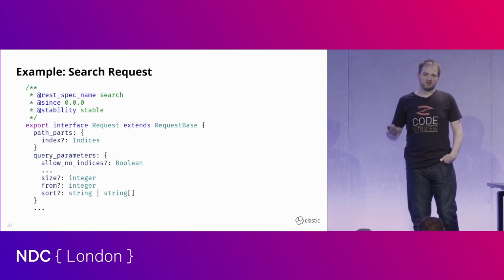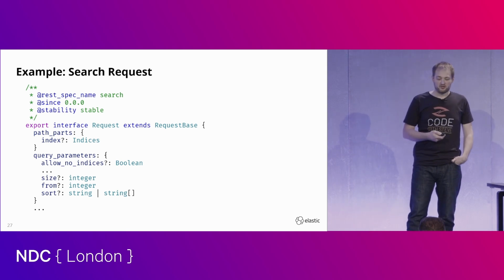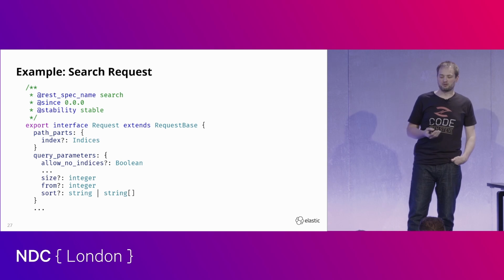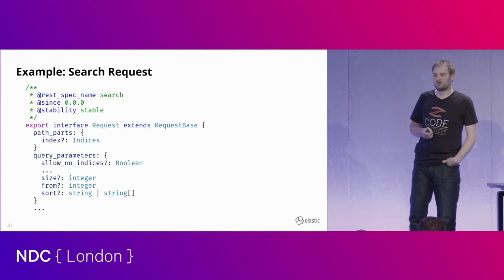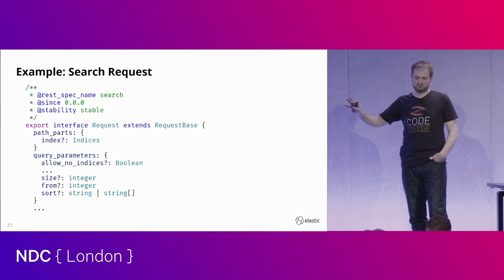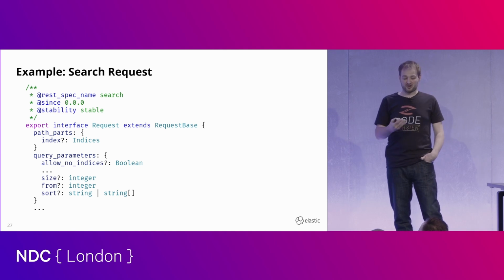So this is an example of what we've ended up with in terms of defining our types. Here we're defining a request. This isn't the complete request. And you can see we have inheritance. We can say there's a bunch of stuff that's in all requests, so we'll put that in a base class, and we can say that this extends that. The fact it's just called request, it's actually a search request.